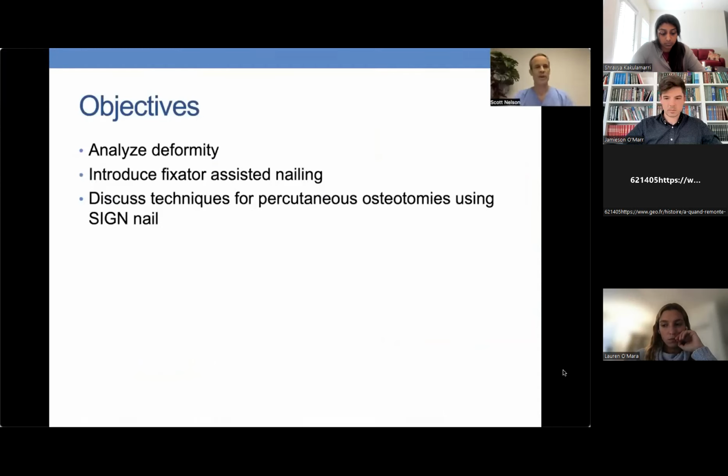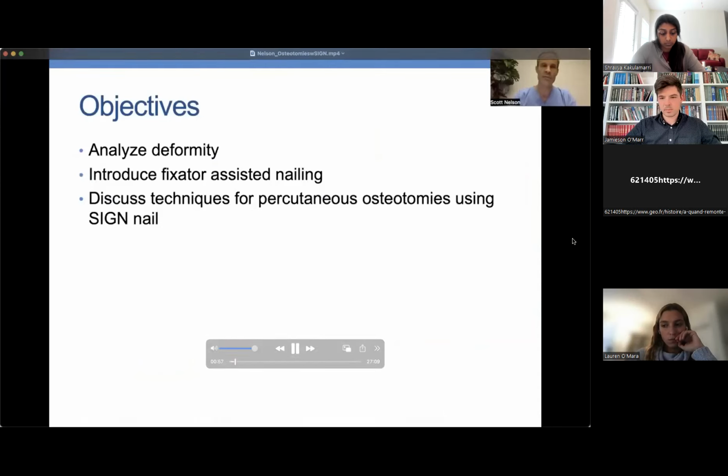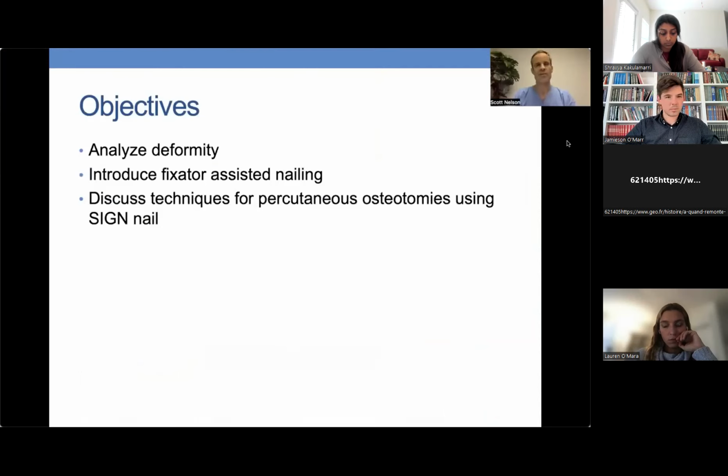The objectives of my talk are to give you a really basic foundation of analyzing deformity, and then introduce you to an exciting topic called fixator-assisted nailing, and talk a little bit about the techniques of doing percutaneous osteotomy using the sign nail.